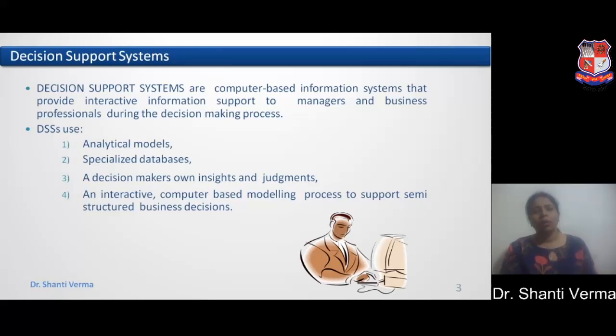Now first, let's recall the concept of the decision support system. Decision support systems, DSS, are computer based information systems that provide interactive information support to managers and business professionals during the decision making process in any organization or business. DSS uses analytical models, specialized databases, a decision maker's own insights and judgments, and an interactive computer based modeling process to support semi structured business decisions.